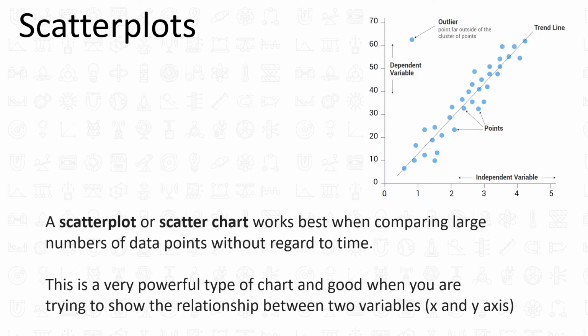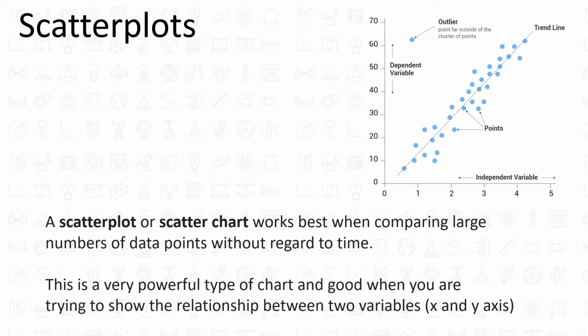And then scatterplots, we've already done our scatterplot here, so we've already kind of figured this out a little bit. But a scatterplot, or sometimes as Excel calls it, a chart, we can call it a scatter chart, works best when comparing large numbers of data points without regard to time. So if it's over time, sometimes we like to use line graphs, right? But scatterplots kind of show us a number and a mix of data points. So they're scattered around there.